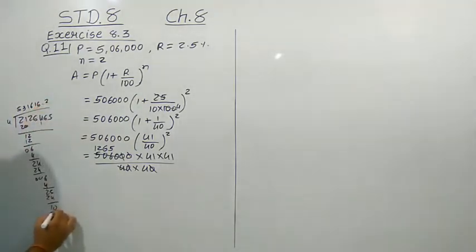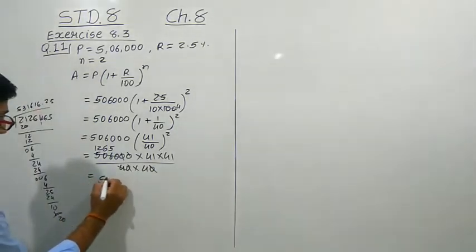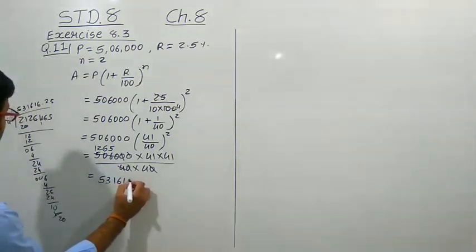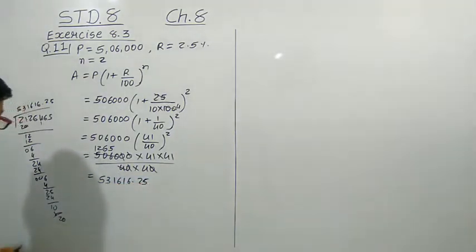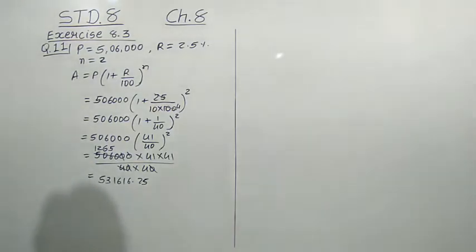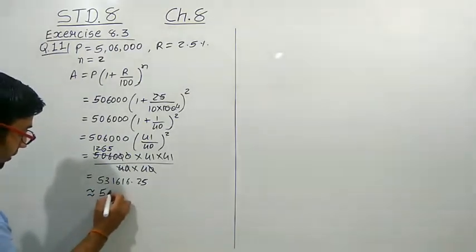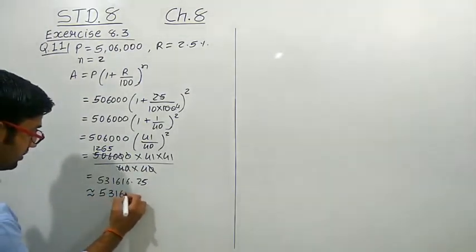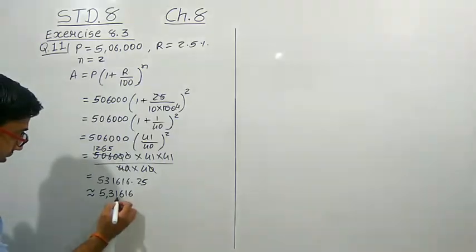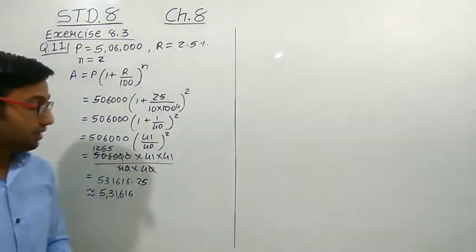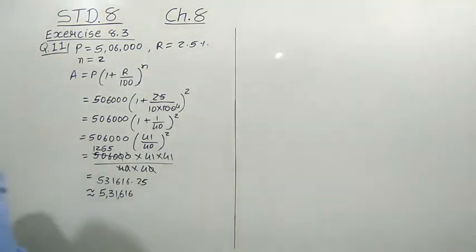4 twos are 8. 20. 4 fives are 20. So we are getting the answer 53,161.25. Right? So we can write down the approximate answer as 531,616. That is 5,31,660. So this is the number of bacteria we get after 2 hours. Okay. So this is question number 11.